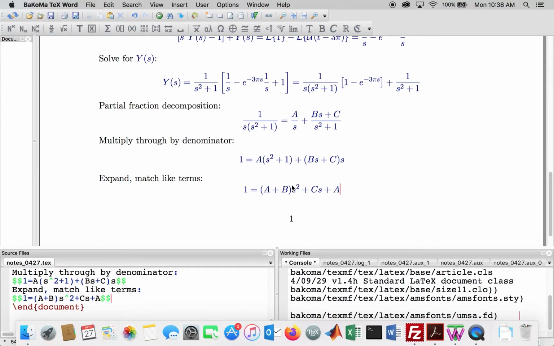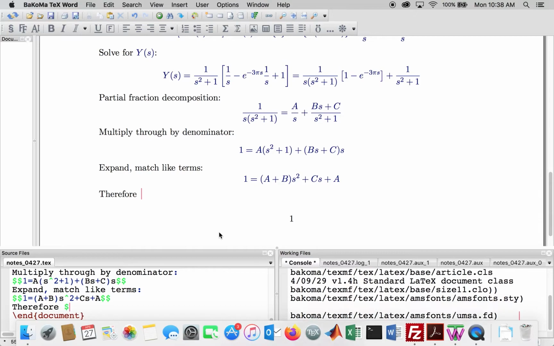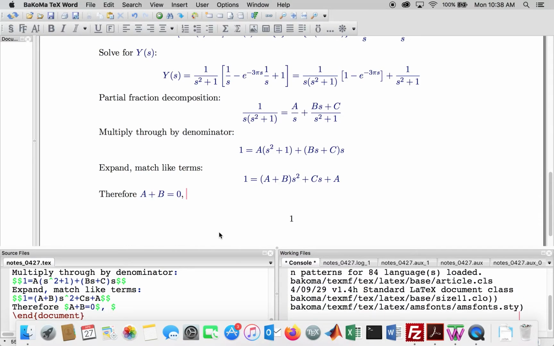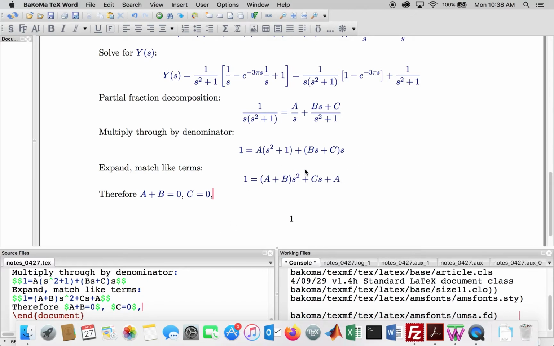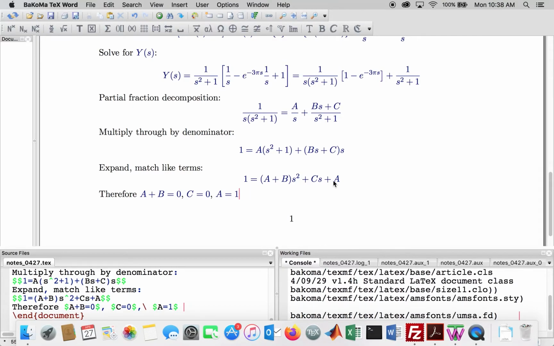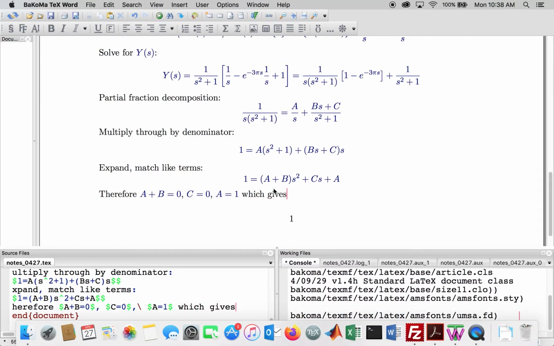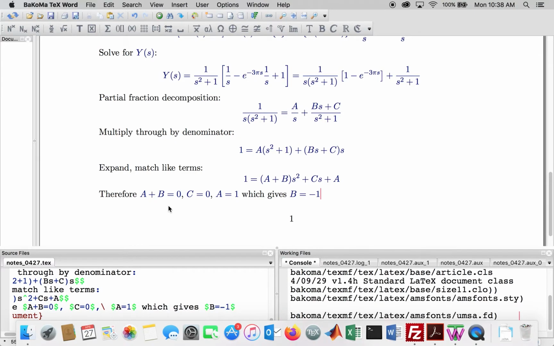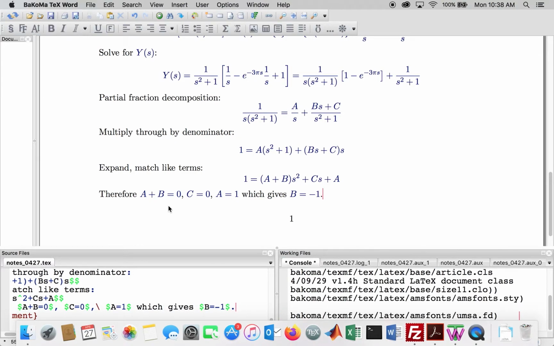So here we have a quadratic in s. Here we have just a constant function. So we must have a plus b plus c equals 0. And from matching these terms, we get a equal 1. So c and a are determined. Now I substitute this value in here to get b. So b turns out to be equal to minus 1.